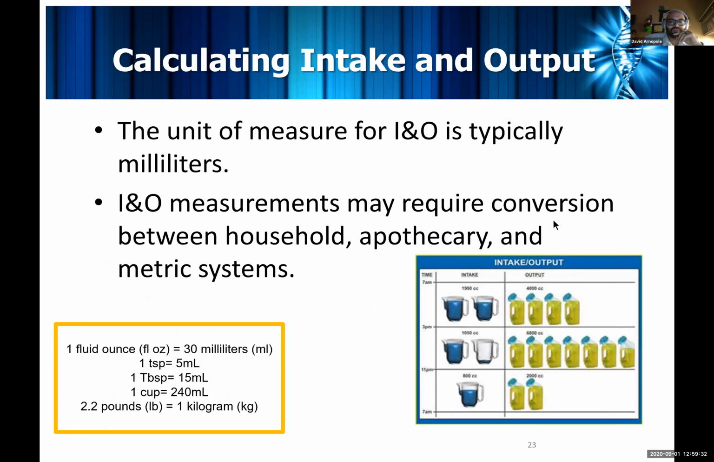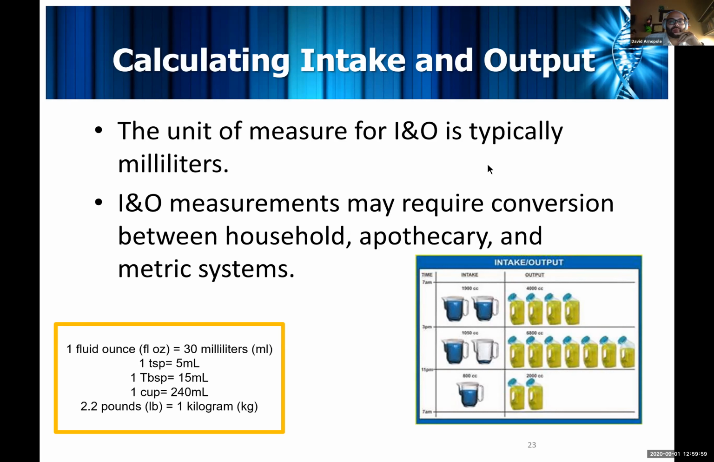The unit of measure for I and O's. And as I said, there is something you need to know about with the weight, which I'll show you at the end of this, but being able to calculate that appropriately. The unit of measure for I and O is typically milliliters. So when you're going to be doing this from almost day one in clinicals, you need to know how to measure what the intake is of someone and the output is of someone, be able to put them together and figure out what their total is.